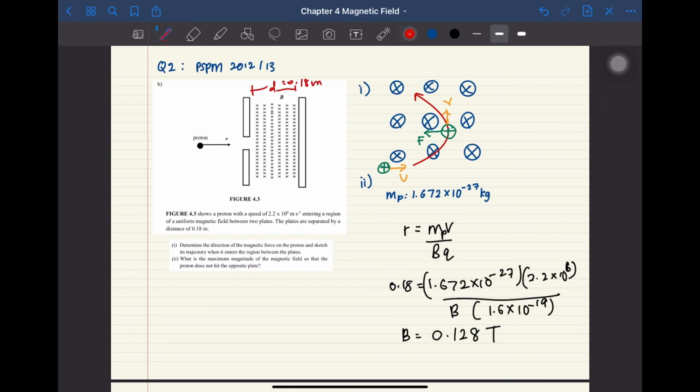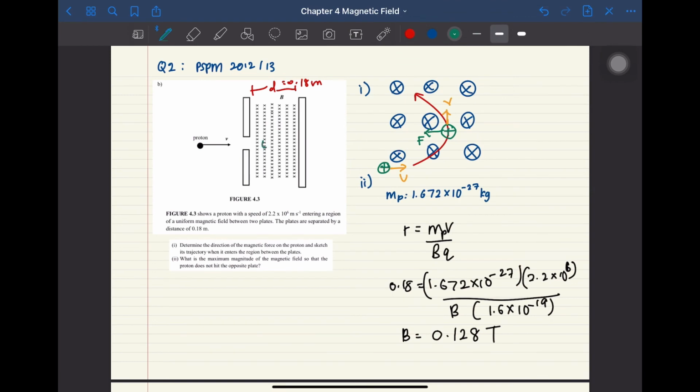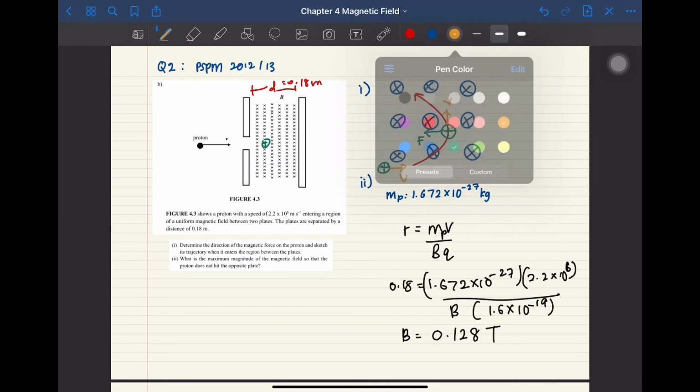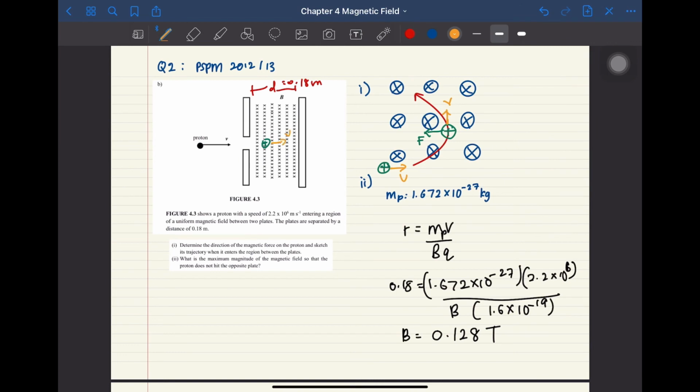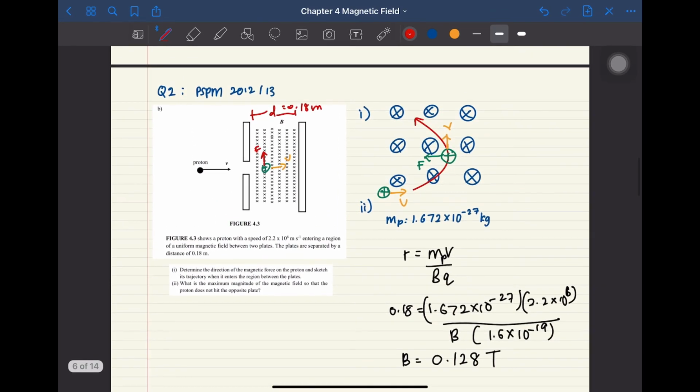Okay, and determine the direction of the magnetic force on the proton and sketch its trajectory when it enters the region between the plates. So you can try to decide here. So let's say the proton is now over here, a positively charged particle, you can try to use your right hand palm rule where your fingers are pointing into the page, the magnetic field is into the page. The direction of V is to the right in this case. So you will see that the force is actually going outwards. And because this one is positive, you slap it forward.